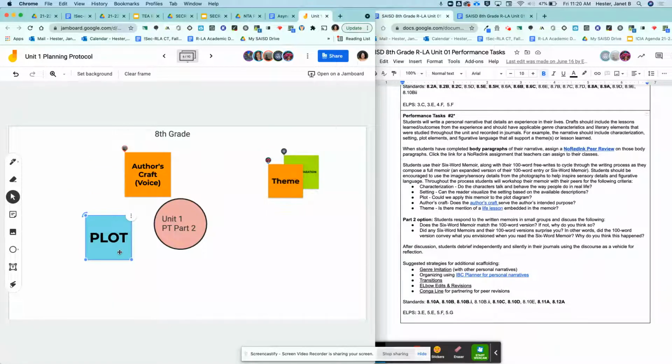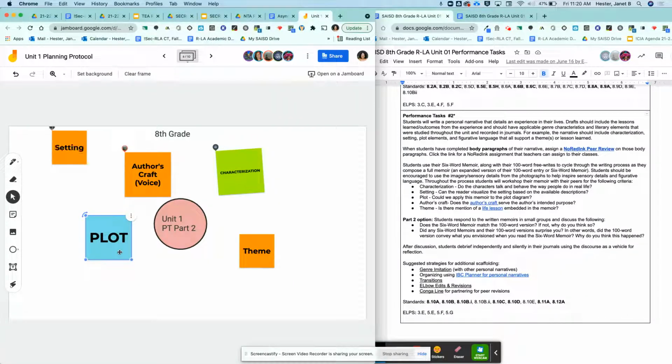Yeah, I agree. And again, I think setting is another. They need to include a setting in what they're writing. Yeah, I mean, they need to make sure that when they're crafting their memoir, the setting is a pivotal part of the memoir because that really sets the stage.